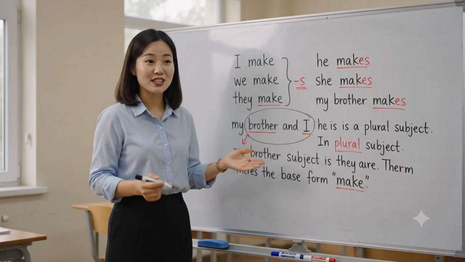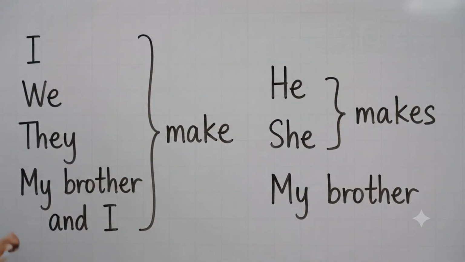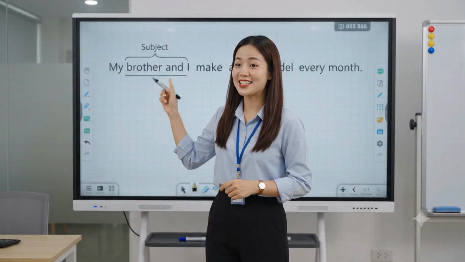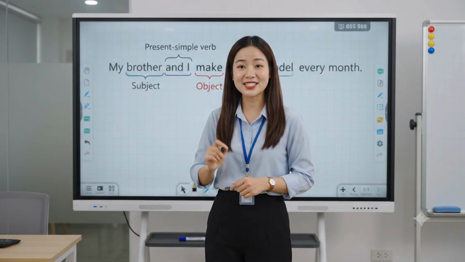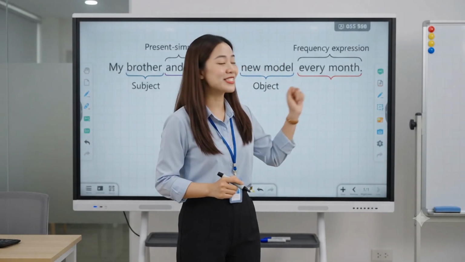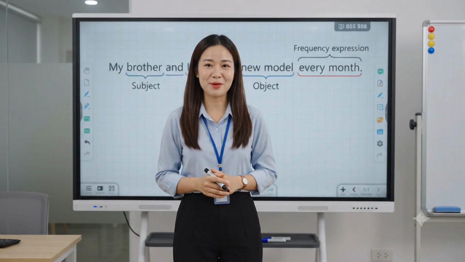This compound subject is plural, make. My brother and I. Here, my brother and I is the subject, make is the present simple verb, and a new model is the object. Make a new model every month.